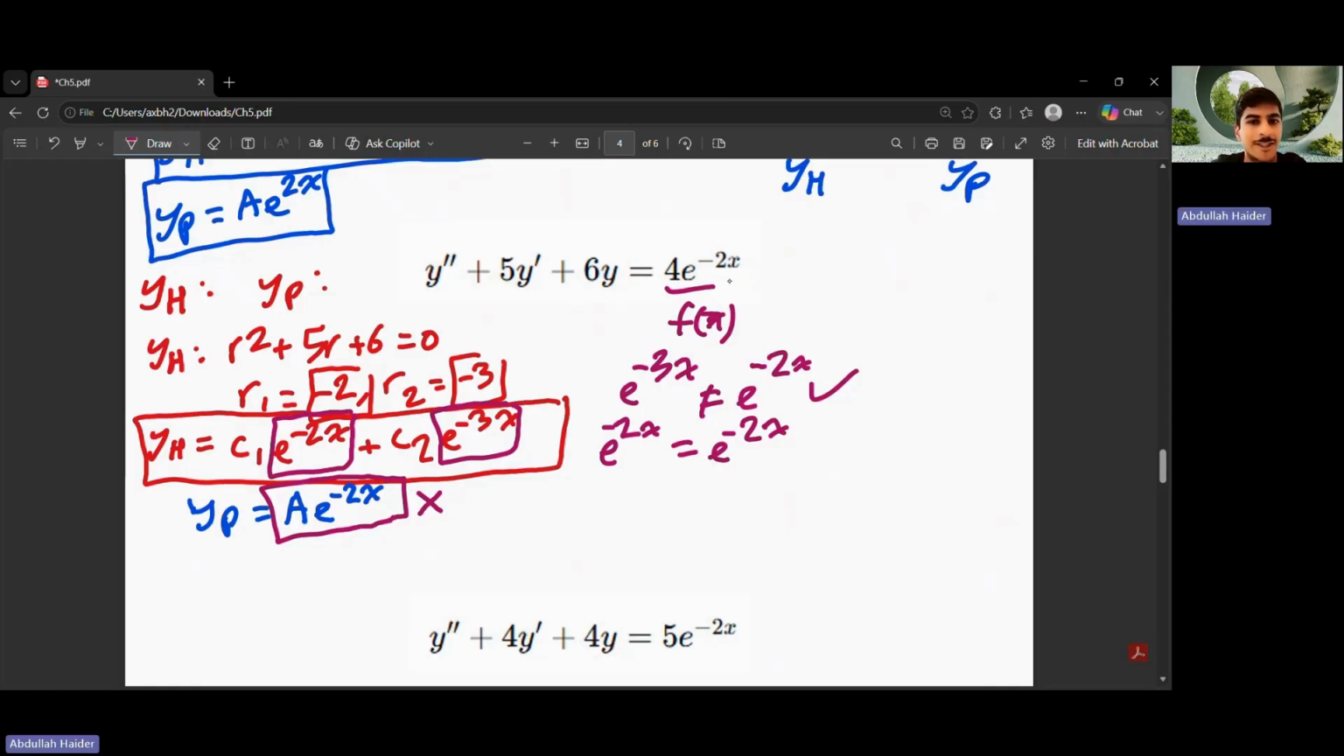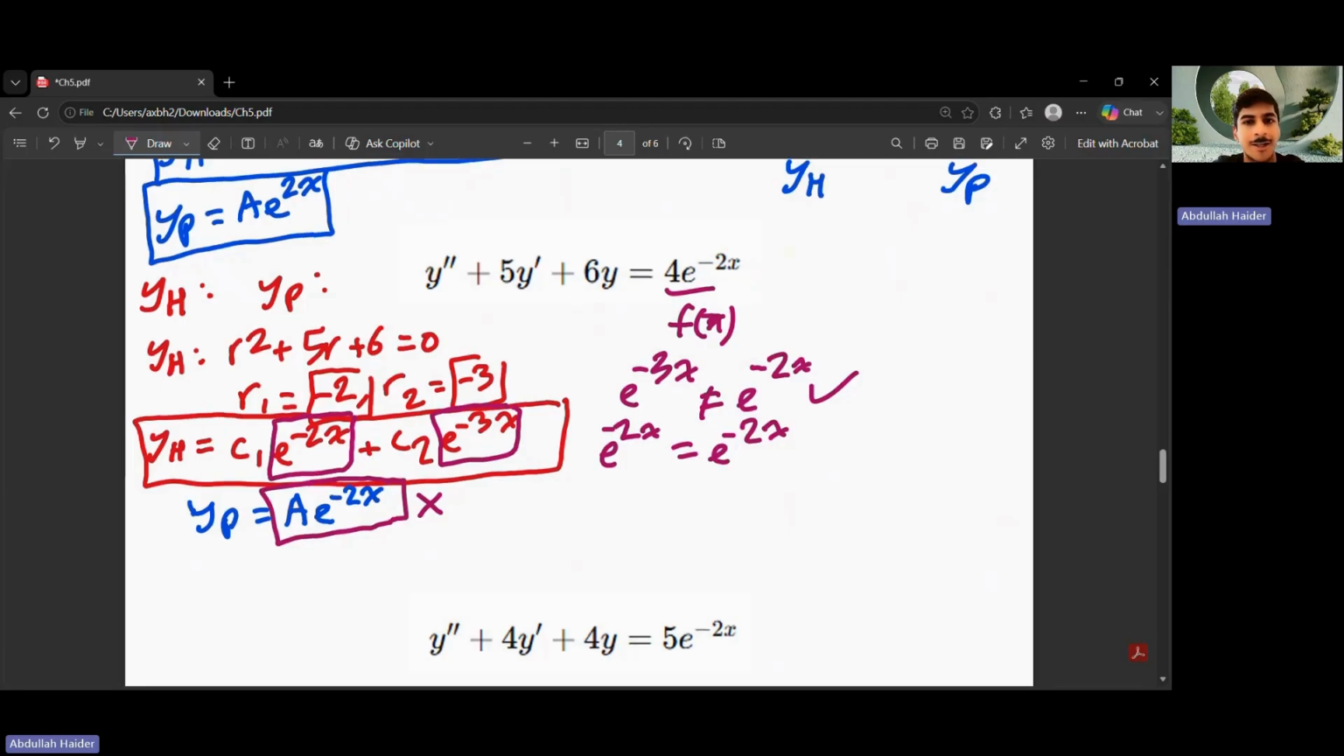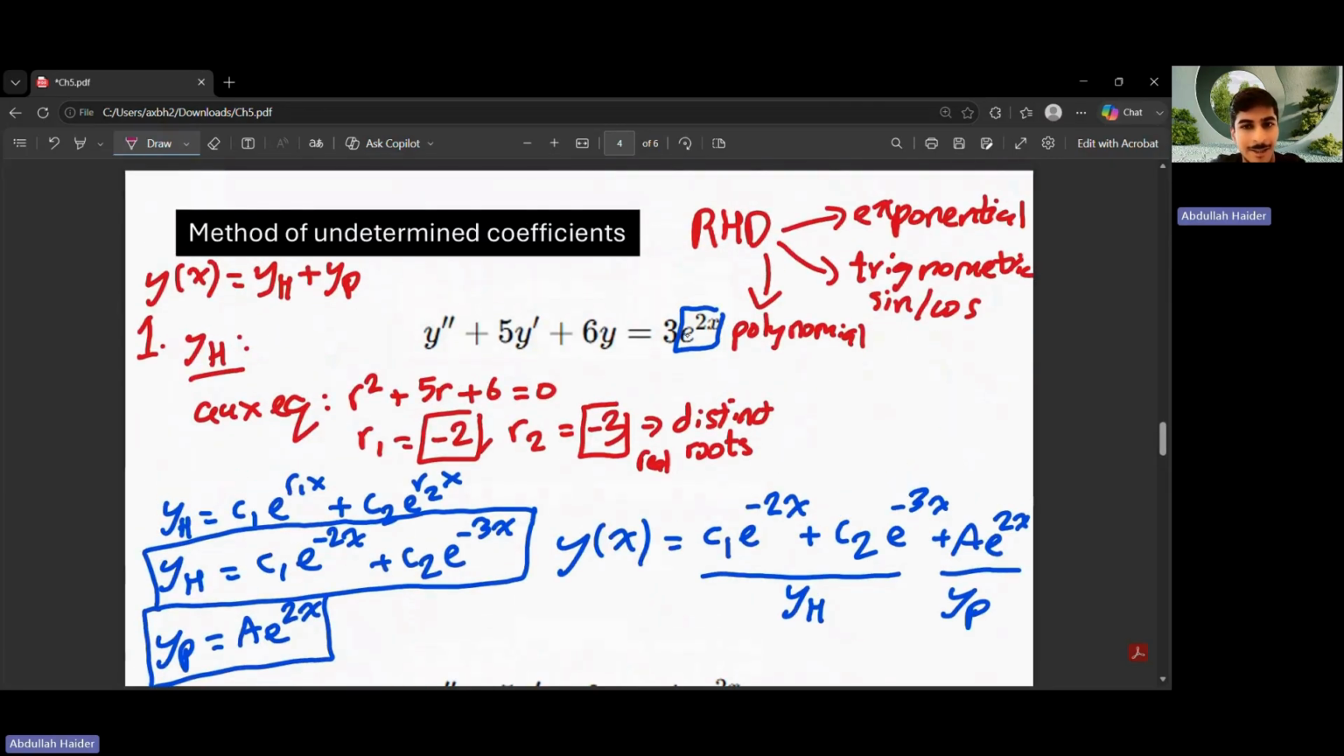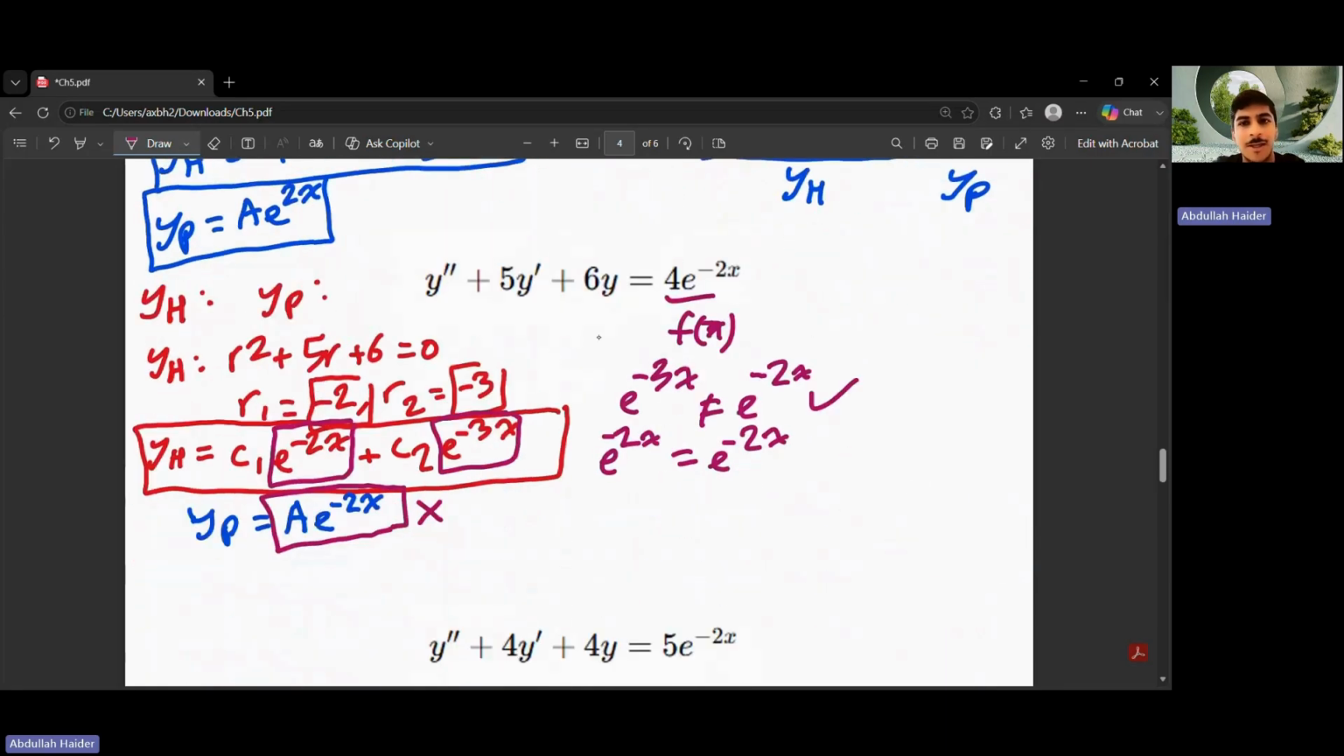You look at f of x here and see how many times it is appearing. In the above part, you have 3 e power 2x. Now e power 2x was nowhere in the homogeneous equation, so we keep it as is. 3 becomes a, and e power 2x remains as is. But here, you have e power -2x, which appears once in the homogeneous equation. So that is why we have to multiply this by x, which is ax e power -2x. This is our particular solution.